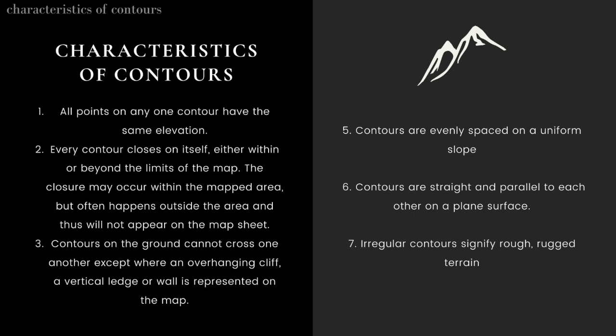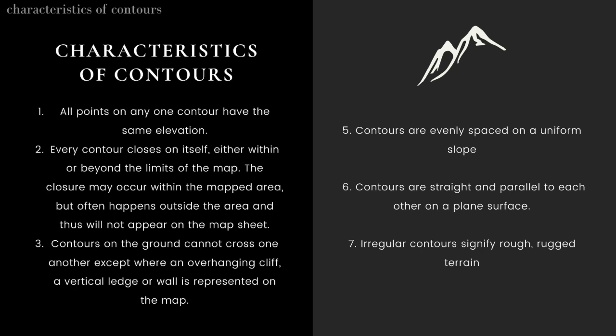Lastly, about contours is its characteristics, or things that have to always be true when it comes to contour lines. So first, all points on any one contour have the same elevation. Second, every contour closes on itself, either within or beyond the limits of the map. The closure may occur within the mapped area, but often happens outside the area, and thus will not appear on the map sheet. Third, contours on the ground cannot cross one another except where an overhanging cliff, a vertical ledge, or wall is represented on the map.